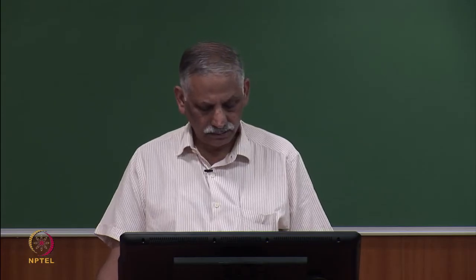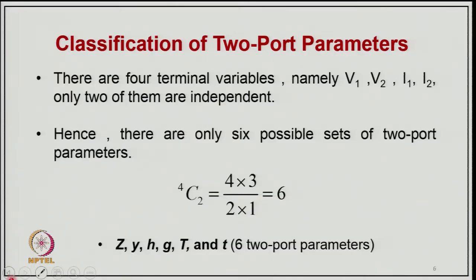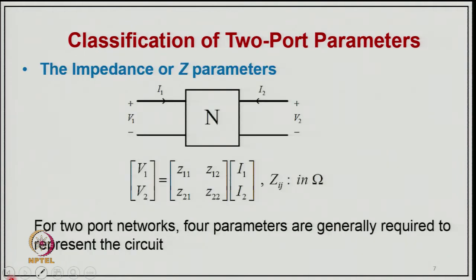So, the 6 parameters are Z, which we call impedance parameters, Y admittance parameters, H hybrid parameters, G inverse hybrid parameters, T for transmission parameters, and small t for transpose, or you can call it inverse transmission parameters. So, these are the 6 categories of port parameters.